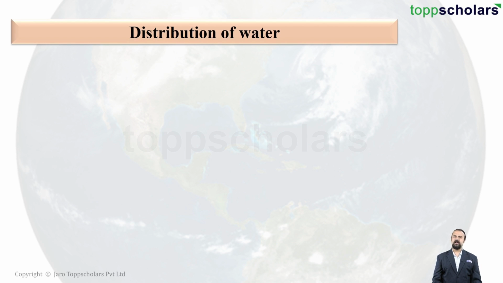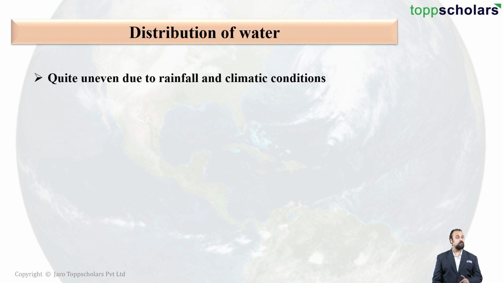Water on our planet is abundant. As much as 71% of Earth's surface is covered with water. But even though we have such high amount of water, the distribution of the water is quite uneven due to the rainfall and climatic conditions.